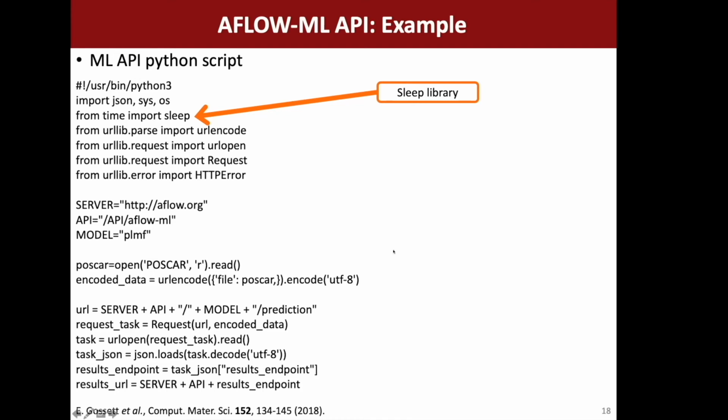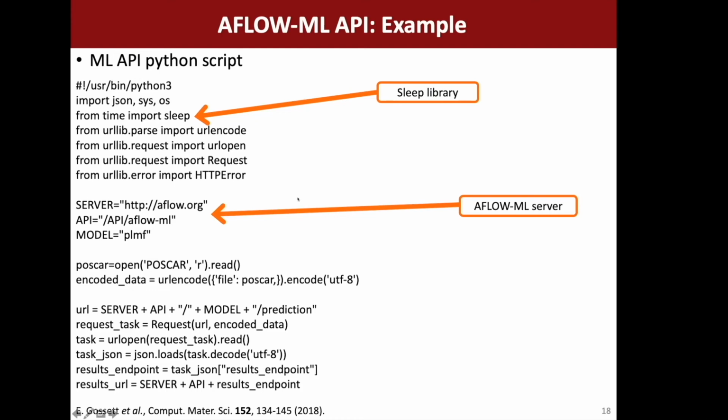So first, one of the important things we do is we import this sleep library. This allows us to pause, to wait a few seconds between requests, to give the model some time to actually make the prediction, especially if there's a lot of tasks submitted at the same time. It might have to sit in the queue for a few minutes.